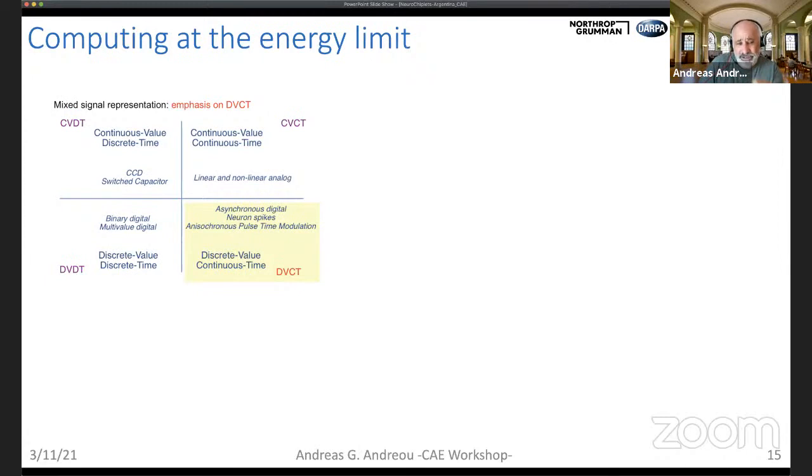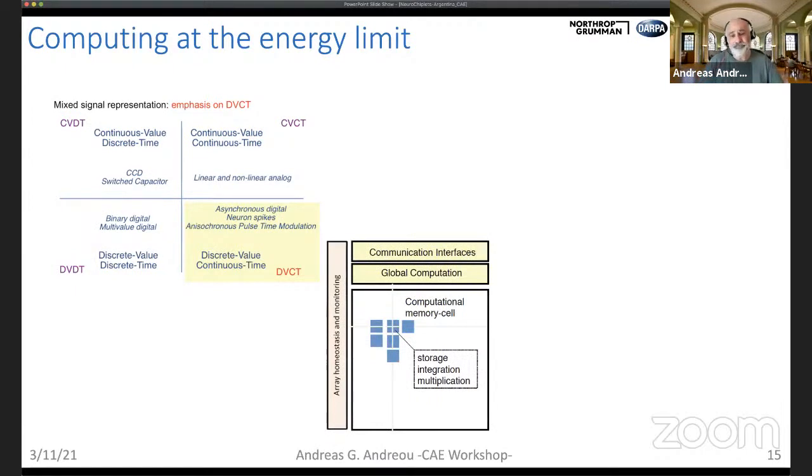And to do that, we'll use what I have here in the yellow block, technically called anisochronous pulse time modulation, or what I would call discrete valued continuous time representation, or spikes, where information is encoded in the interval between events, but the events are quantized in value. And in doing so, you can do fine analog processing without worrying too much about noise and preserving the accuracy of your computations.